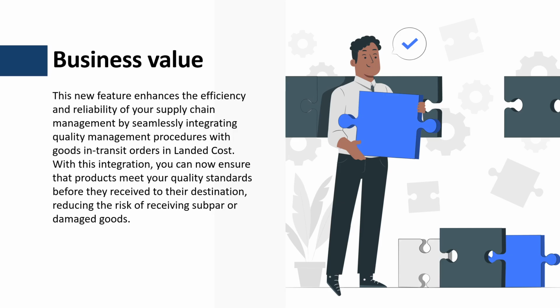This feature extends the quality association configuration by adding a new option for the goods in transit orders. By using this feature, you could configure the quality associations to automatically create quality orders for the goods in transit orders.